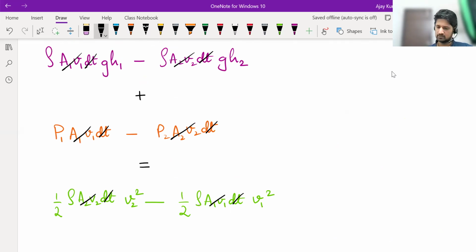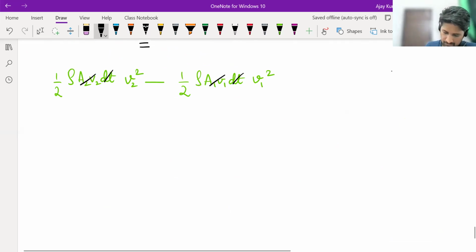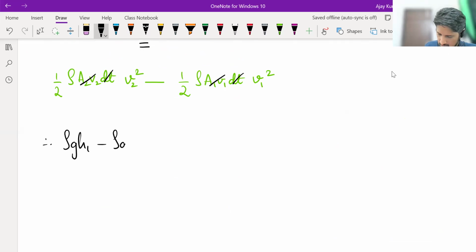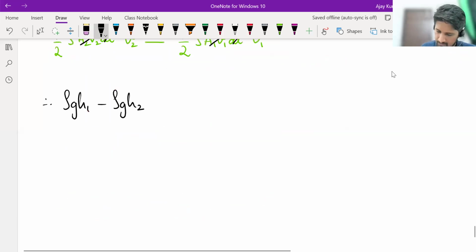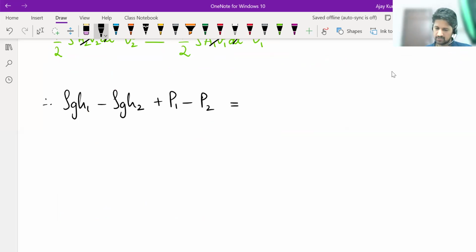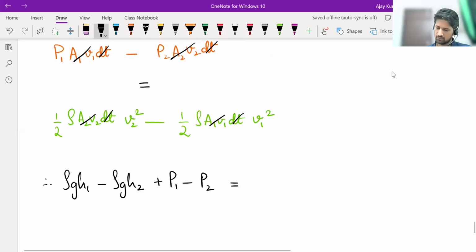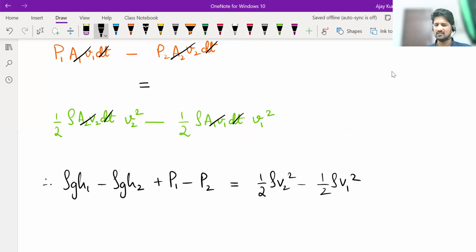What will you be left with? Rho G H1 minus rho G H2. That is what you'll be left with from the first part, work done by gravity. Next, P1 minus P2. That you'll get from the second part of the equation. Then the right hand side of the equation, half rho V2 square minus half rho V1 square. See, this you'll find in any book.